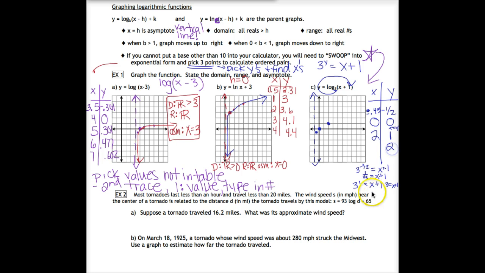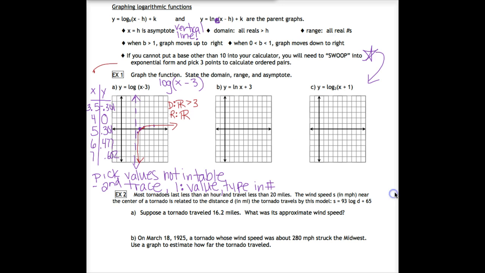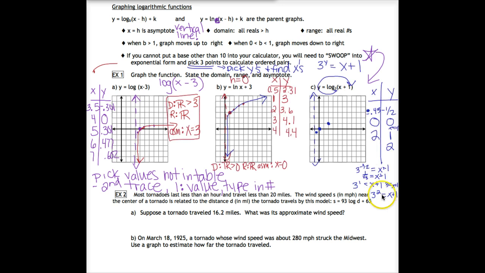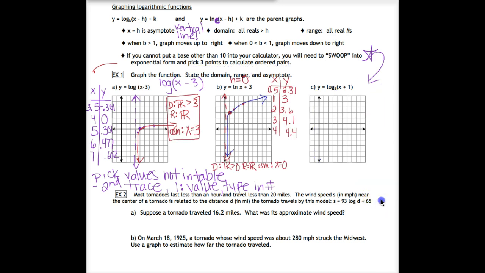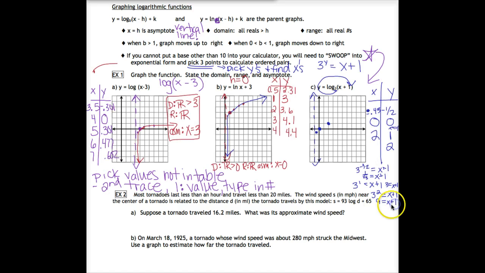When y is 2, 3 squared equals x plus 1. Now 3 squared is 9, so that means x is 8. So let's see if I can fit that on. 2, 4, 6, 8, and then y is going to be 2. Obviously, anything else I pick is going to be off my graph, so that is good enough.